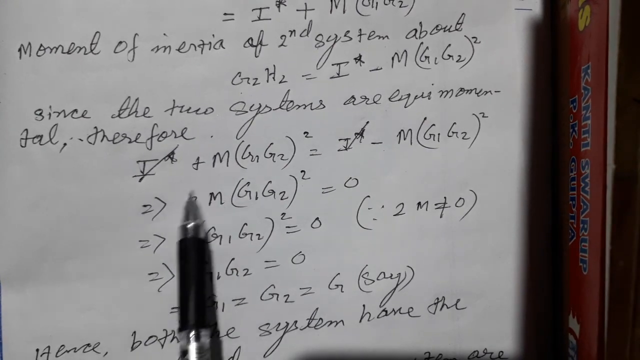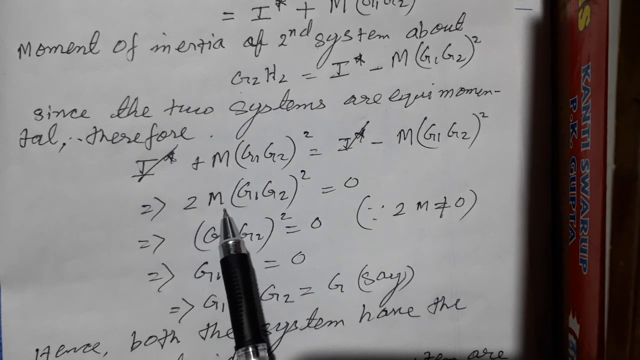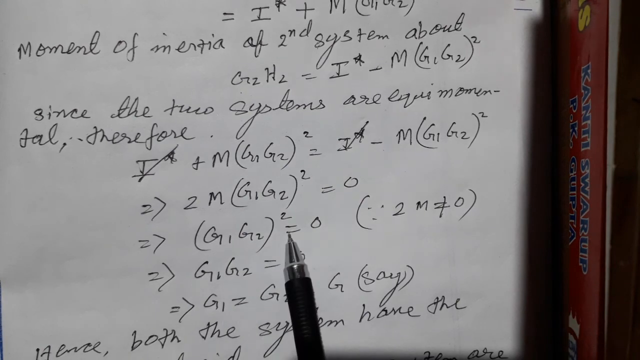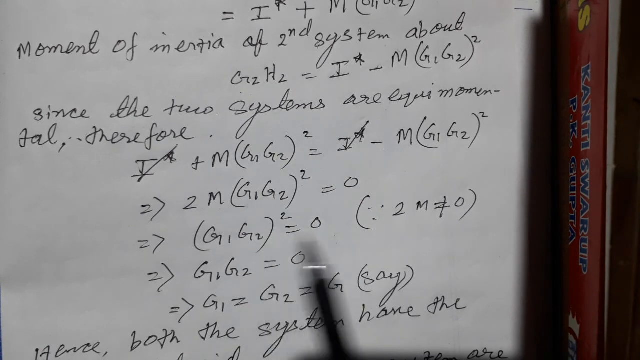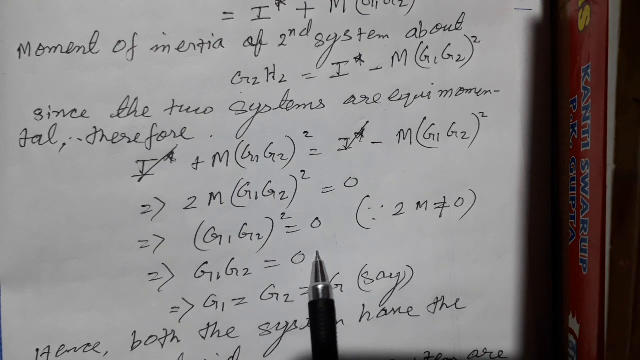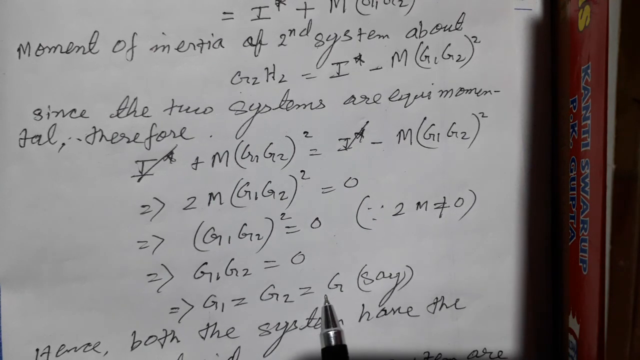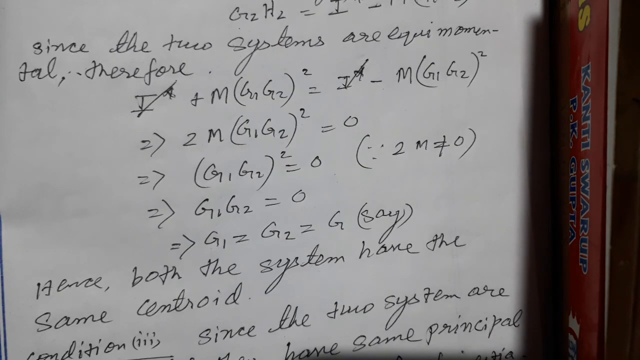But this 2M cannot be 0. 2 is a constant, it can never be 0, and mass is also a constant, so it will not be 0. So we have G1 G2 whole squared is 0, so G1 G2 is 0. This is possible because G1 G2 is a distance. So the distance is 0, that means these two points should coincide. So G1 is equal to G2, which we say is G. Hence we have proved that both the systems have the same centroid.